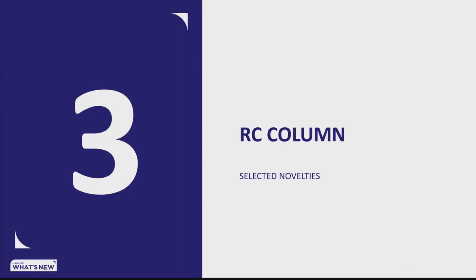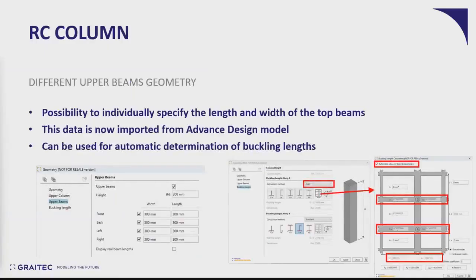Next module, RC column. In the column geometry definition window, we can now define not only the height, but also the width and the length of upper beams. This information is now also imported from the advanced design model.